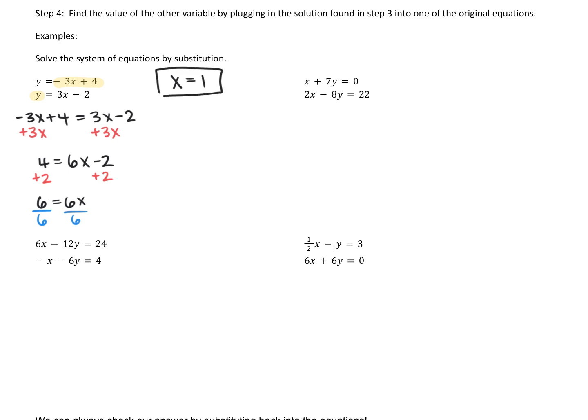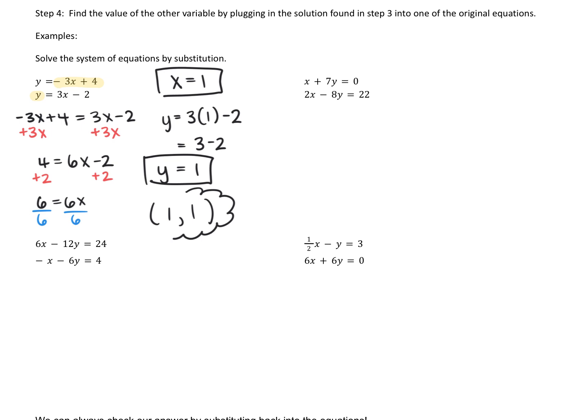Okay. Now I want to plug that value for x into one of my original 2 equations to solve for y. And I'm going to go ahead and plug it into the second equation. So 3 times 1 minus 2. 3 times 1 is 3, so we get 3 minus 2, which means y is 1. You are allowed to leave your answer as x equals, y equals. You aren't required to write it as a coordinate, but if you do, remember it's always x comma y. So in this case, that would be 1 comma 1. And just make sure you remember to put your parentheses because it's a point.